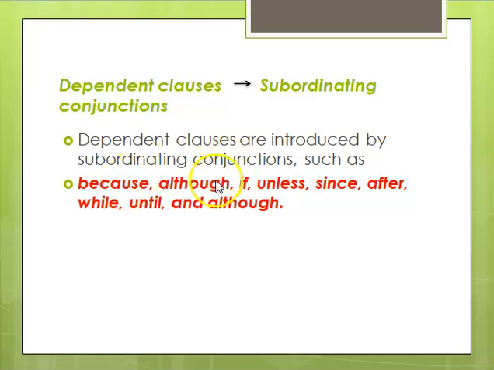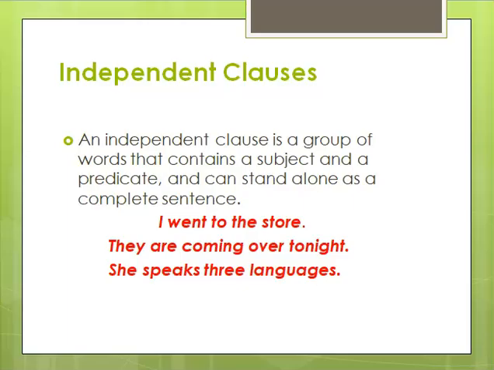The dependent clauses are introduced by a subordinating conjunction. That is the very first thing by which you can recognize that this is a dependent clause. A dependent clause always needs another statement to complete its thought. For example, because, although, if, unless, since, after, while, until. Let's look at the examples, then we will have a very good idea about that.